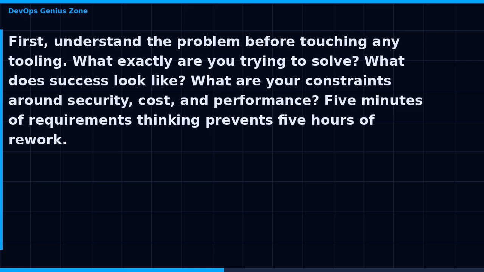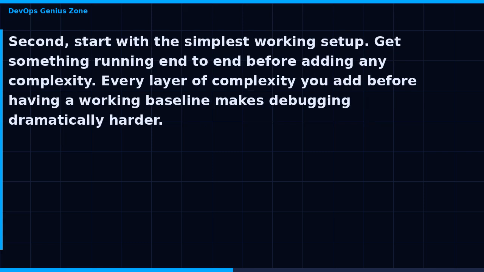Third, version control every single thing from day one. Every configuration file, script, and infrastructure definition goes into Git with meaningful commit messages. This creates history, enables code review, and makes rollbacks trivial. Fourth, build observability in from the start.